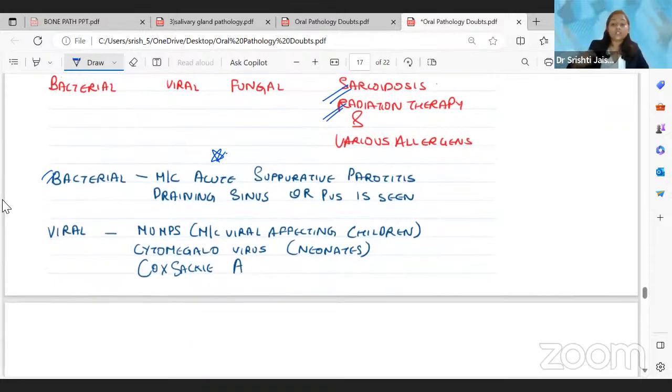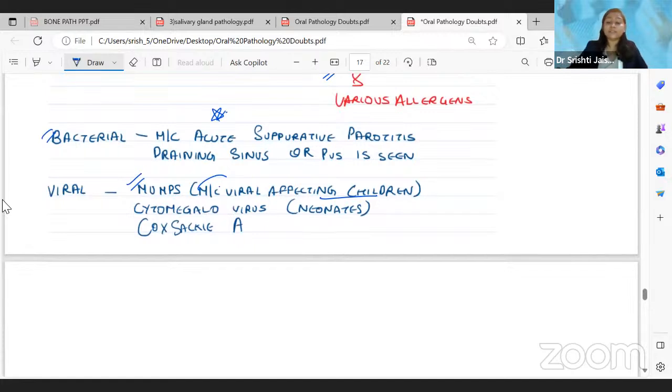Now, viral: which is the most common virus affecting the salivary gland or the parotid gland? It is the mumps, which is most commonly seen in children. Cytomegalovirus is most commonly seen in neonates, while Coxsackie virus can also be involved. But mumps is the most common virus affecting children. What do we see in mumps? We see bilateral enlargement of the parotid gland.